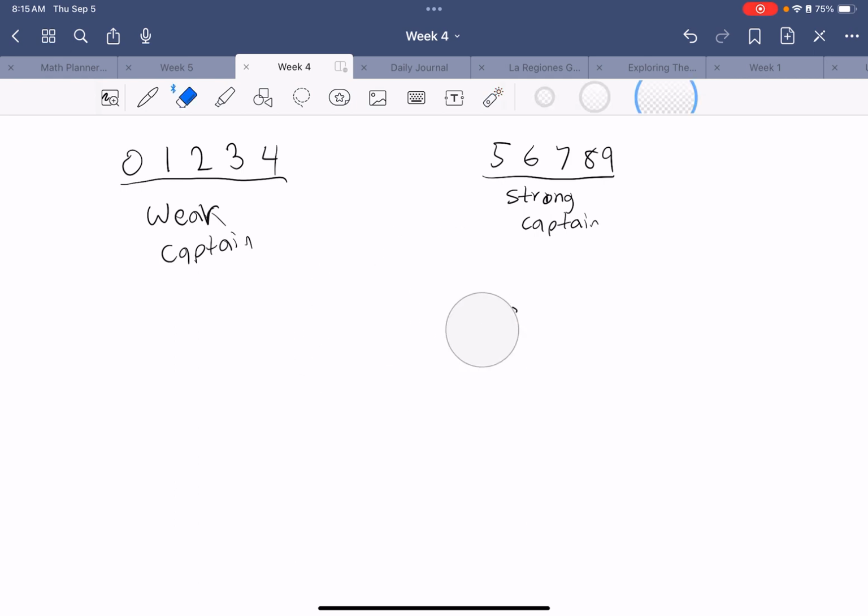Let me do another example. Well, let's do another one, 57,428. And let's go ahead and round this number to the nearest 1,000. So I know that this number is in the thousands place. So I'm going to underline that number that's in the thousands place, and then I'm going to circle the number that's right next to it.